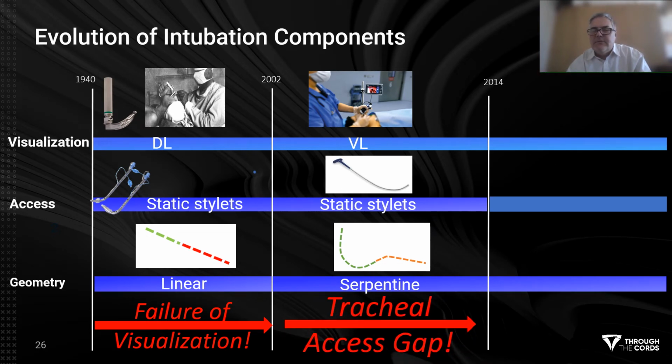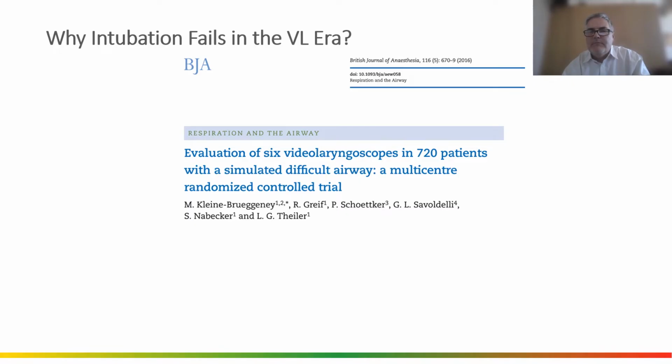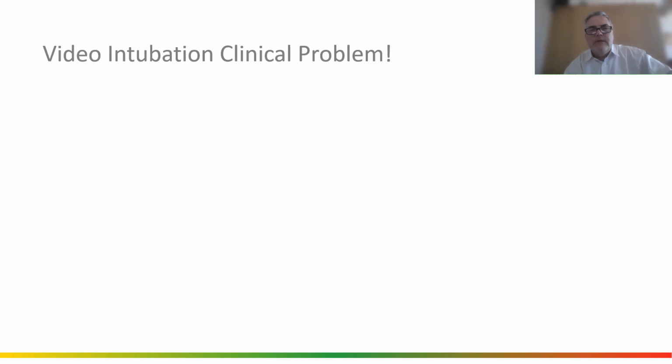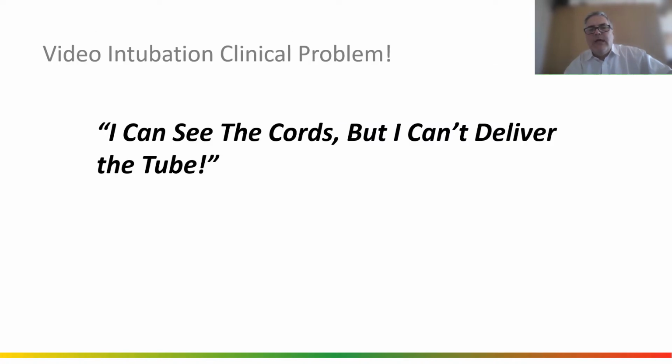Tracheal access is now the predominant reason we fail. We know this through a couple of studies. This is a big multi-center randomized controlled trial of 3 different video laryngoscopes in simulated difficult airways. When there was a failure to intubate with a video laryngoscope, 76% of the time it was tracheal access problems, not visualization problems. In fact, it was quite rare that the problem was visualization. How does this problem show up clinically? I can see the cords with a video laryngoscope, but I can't deliver the tube through the cords.